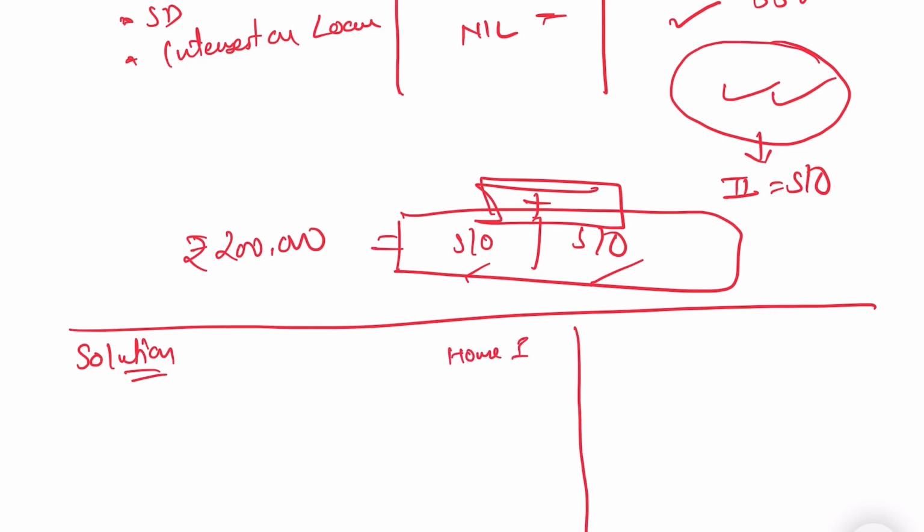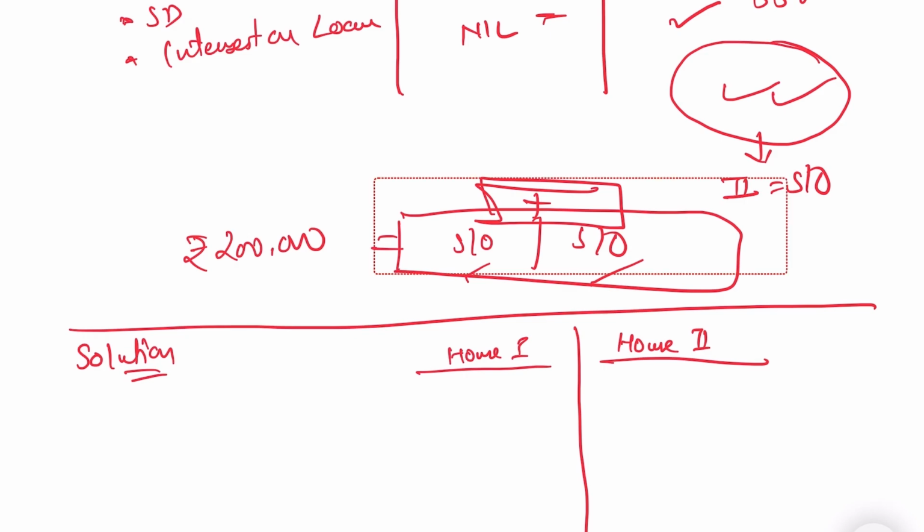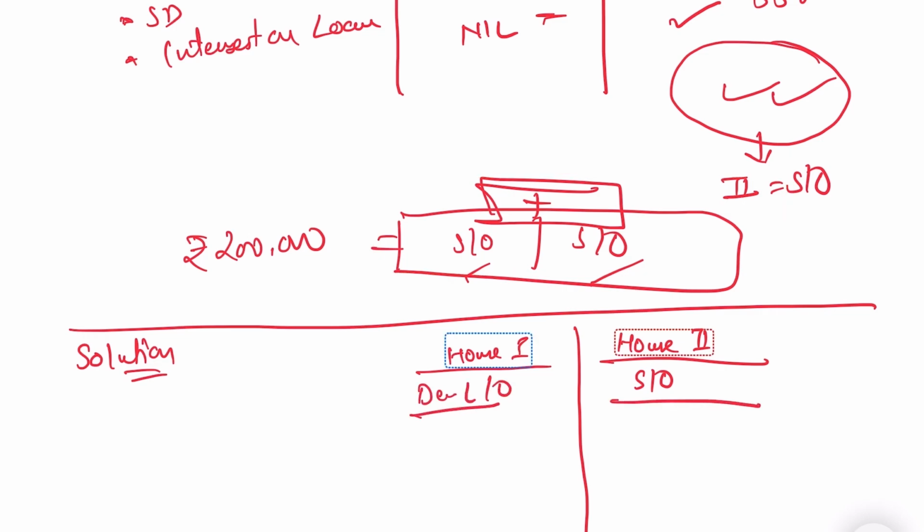We have house 1 and house 2. We already understood that we took house 2 as self-occupied, and house 1 will be deemed to be let out property. Okay, I'm writing a shortcut. I already explained the detailed calculation in the regular class session. Please refer to those sessions for proper presentation. Here I just want to connect the dots, help you recall the concepts, and do the finalization of the solution, not go through it step by step.